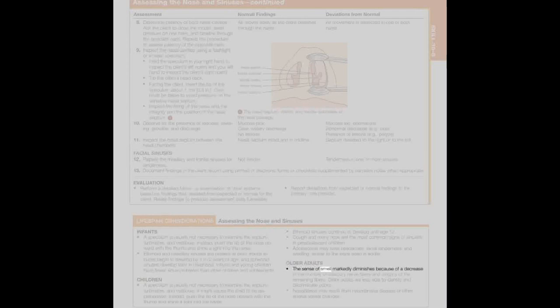Older adults: the sense of smell markedly diminishes, because of a decrease in the number of olfactory nerve fibers and atrophy of the remaining fibers. Older adults are less able to identify and discriminate odors. Nosebleeds may result from hypertensive disease or other arterial vessel changes.